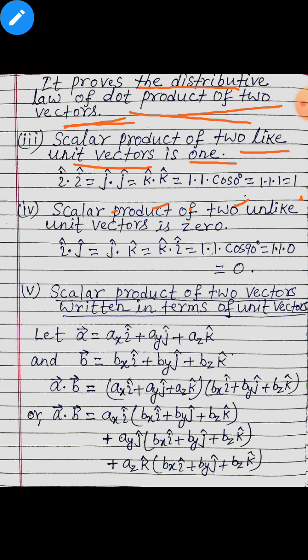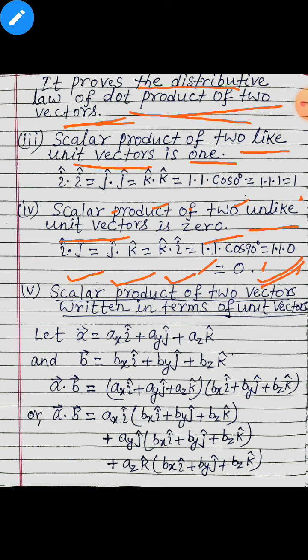Now, the fourth property: the scalar product of two unlike unit vectors is 0. That is, i dot j is equal to j dot k is equal to k dot i, equal to 1 into 1 into cos 90 degree, because the angle between them is 90 degrees. Cos 90 is 0, therefore 1 into 1 into 0 is equal to 0. So the scalar product of two unlike unit vectors is 0.